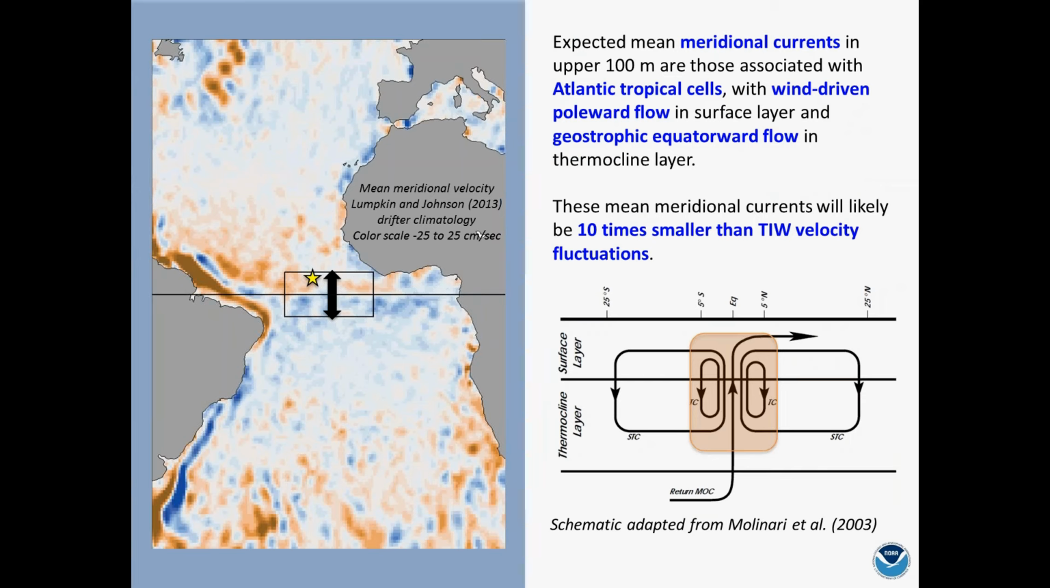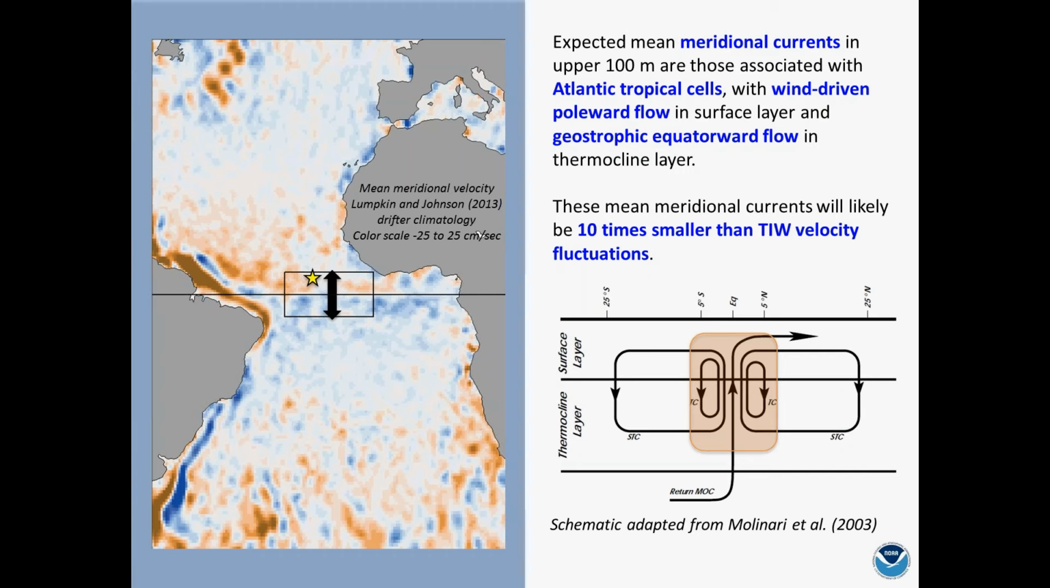What does the meridional flow look like? The expected mean meridional currents in the upper 100 meters should be governed by the Atlantic tropical cells, which have wind-driven poleward flow. So this is showing you northward flow should be at the surface at 4 North and 23 West. And below that, you should have subsurface geostrophic equatorward flow. So if you think of this cell in the lower panel that's showing surface flow, downwelling, and then subsurface flow associated with the TC, you have southward flow below. So you should see at 4 North 23 West, northward flow at the surface and southward flow below that.